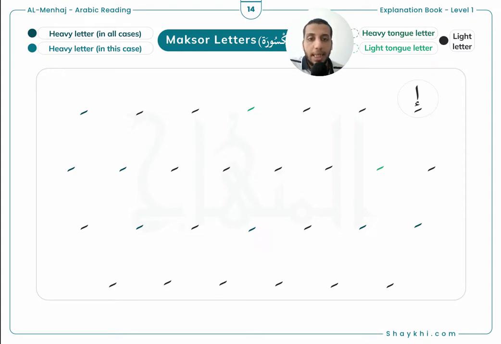The first letter is Al-Hamza, which will be pronounced like E. We said we will pronounce Al-Kasr by dropping the jaw. So we will apply this now with each letter. E, B, T, C.